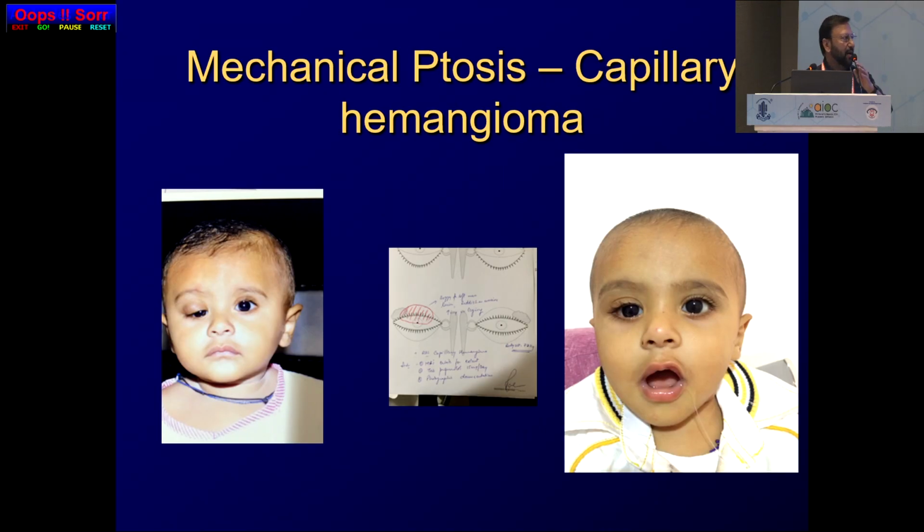So in this, the mechanical ptosis because of the capillary hemangioma, again the patient was referred as congenital ptosis, but on seeing the patient, on everting the lid as drawn in this diagram, the patient actually had an underlying capillary hemangioma, and once you conservatively manage the child, it got better, and you see that the ptosis was corrected.